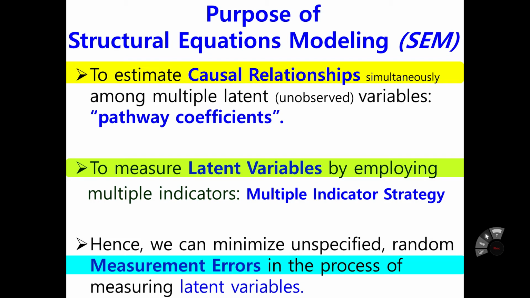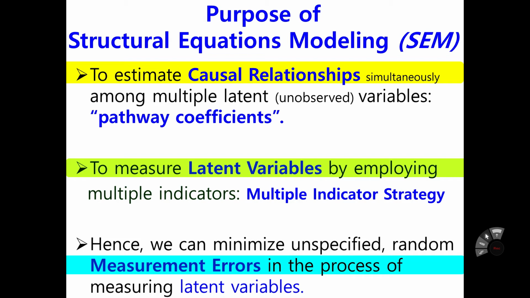Second, SEM is used to measure latent variables by employing multiple indicators. So we are now employing a multiple indicator strategy to draw unobserved components out of a multiple number of observed variables represented inside rectangles.